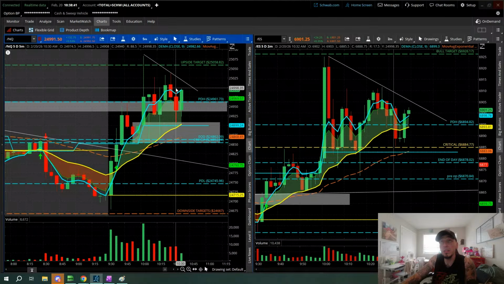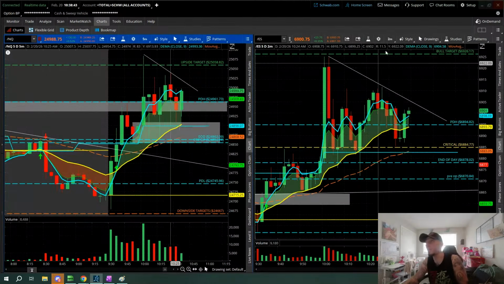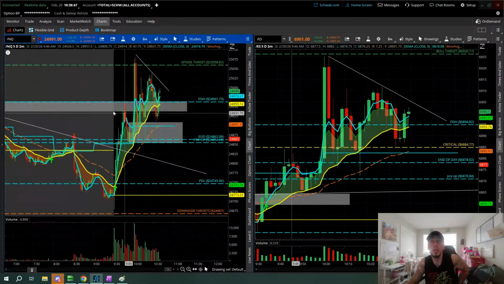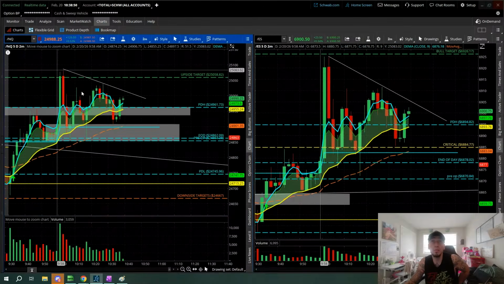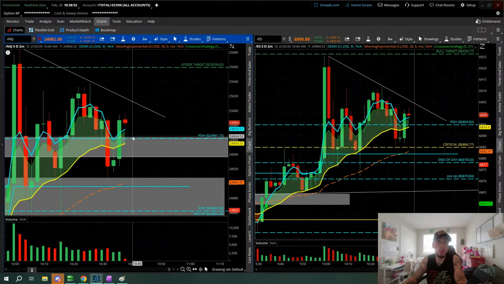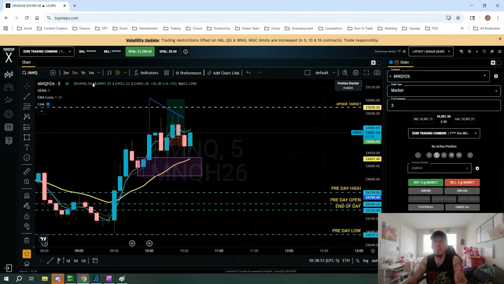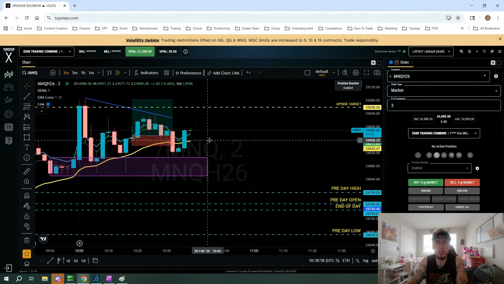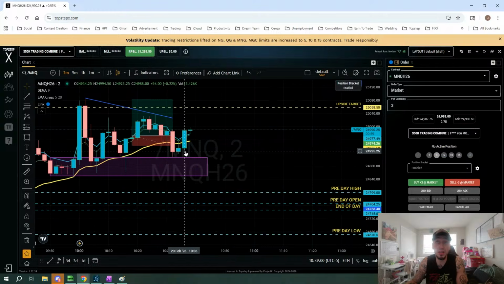Yep, that's an RBI. That's an RB here on NQ. So now we're going to do what we talked about. I already want to go long. I just want to find a way to keep my risk below this candle.